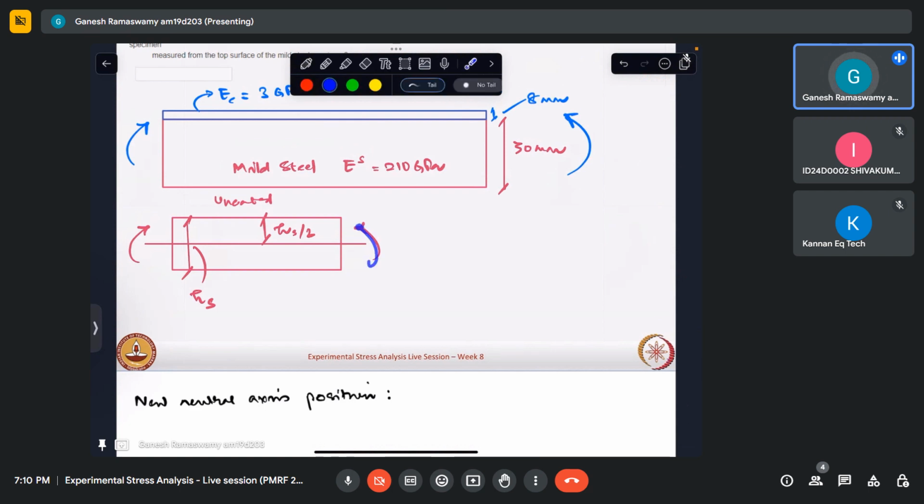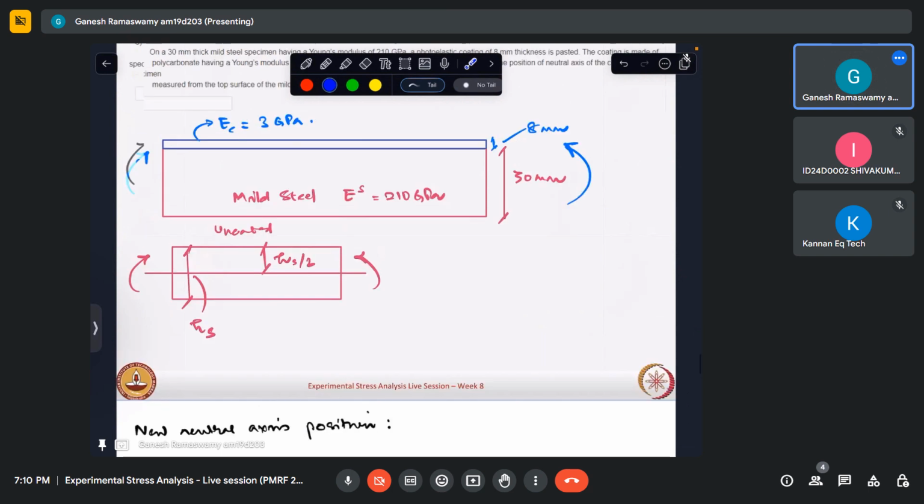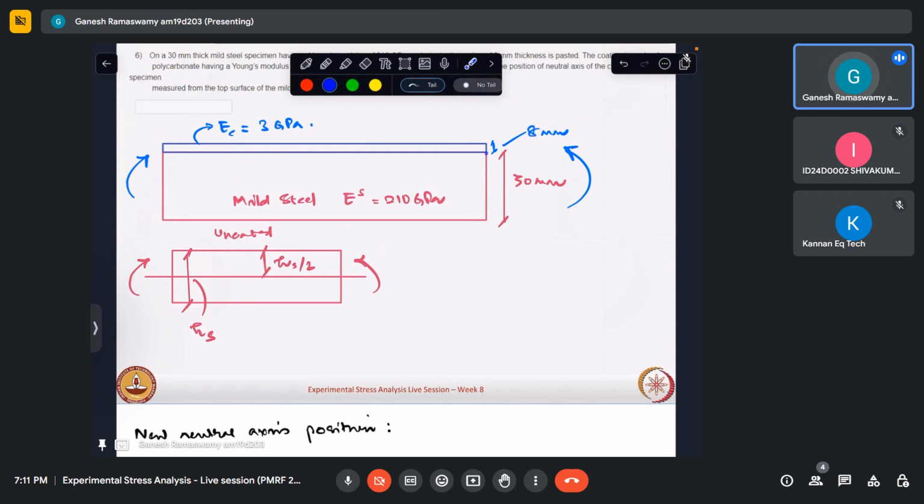In the case of a coated specimen, I have calculated the strains here. That strain can be converted into a stress, and the stress distribution will essentially be something like this. So the total compression and the total tension both have to be equated in order for you to find the new position of the transformed section.